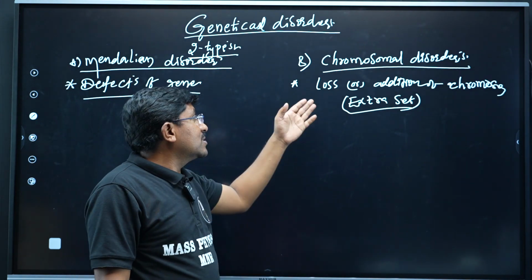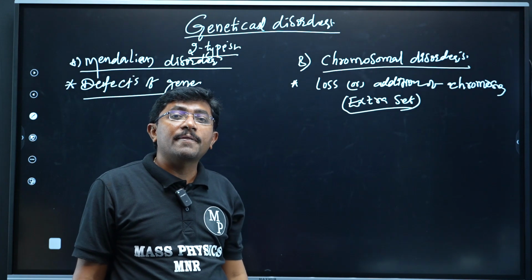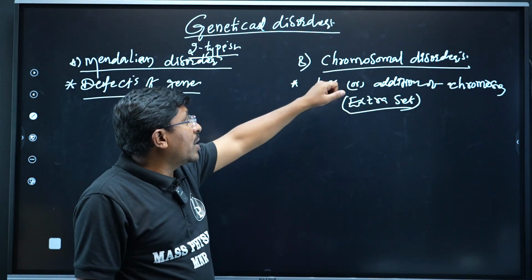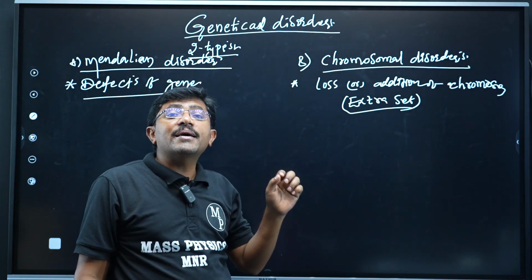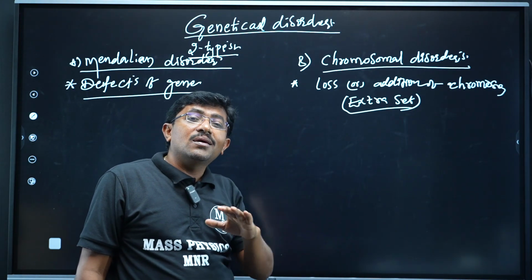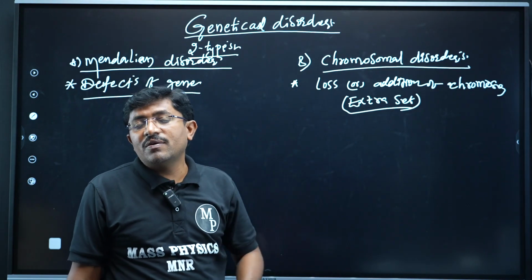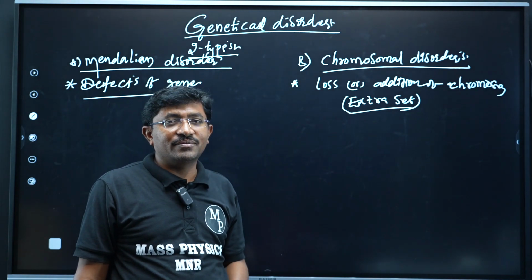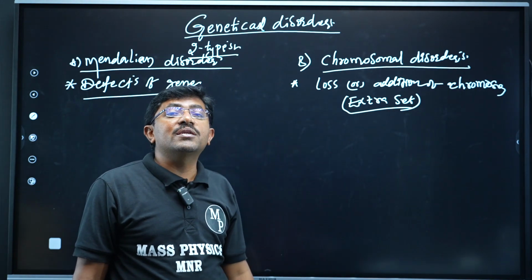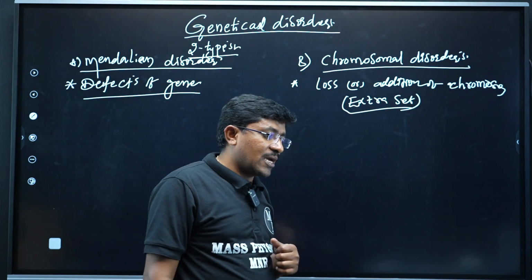What is the reason that these chromosomal disorders cannot be transferred into the next generation? The people who are born with a chromosomal disorder have an abnormal number of chromosomes, either above the normal set or below the normal set of chromosomes. For example, human beings.